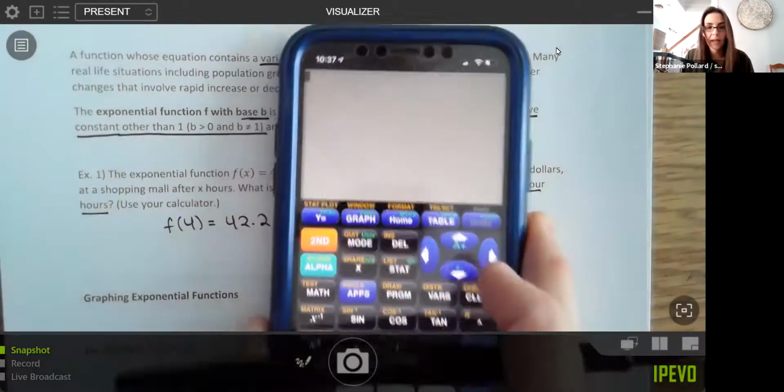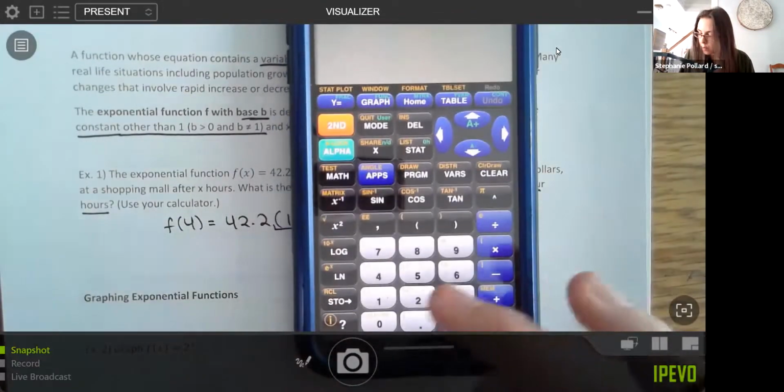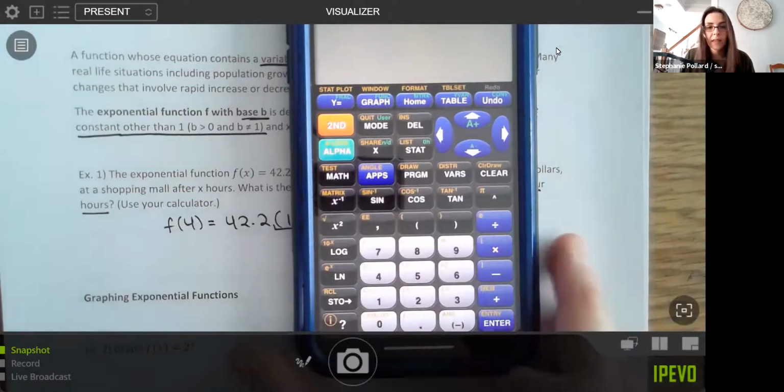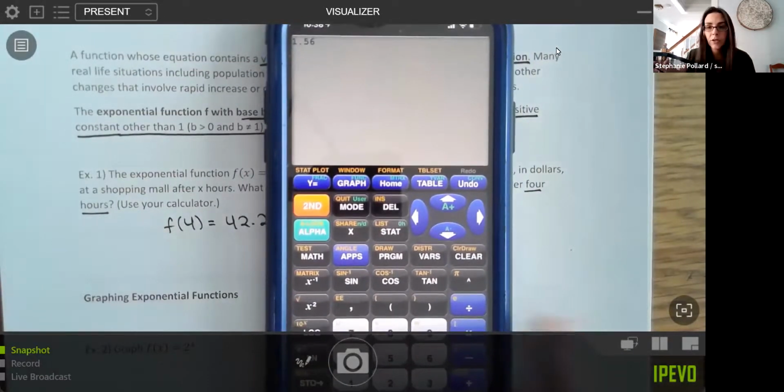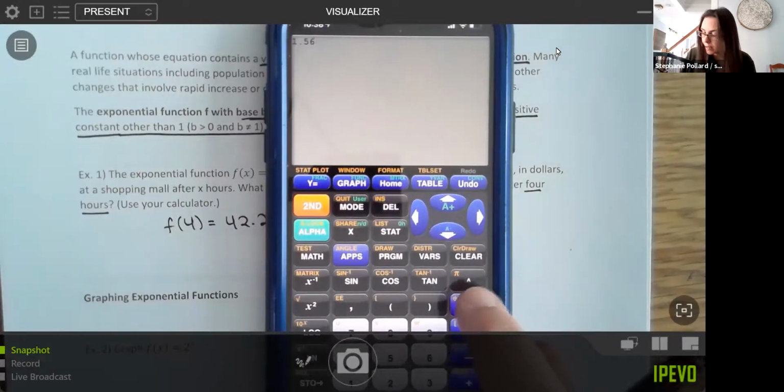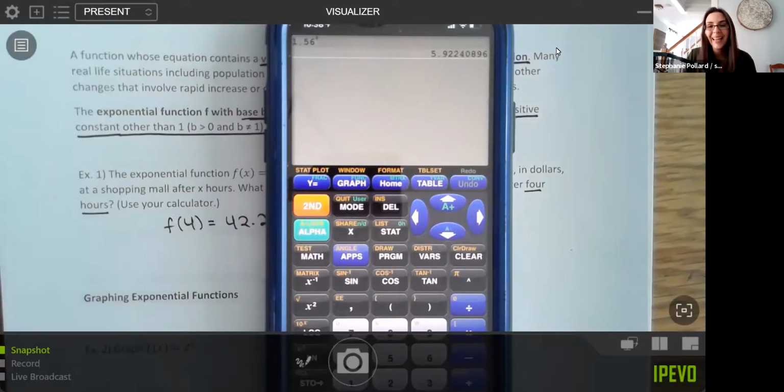So I'm going to go ahead and just type in 1.56. And then this is the TI-83/84 app version. And your exponent key looks like this little up caret right there. So I'm going to hit that. And then I just hit 4 and enter, and it will give me my answer. And I do highly recommend that you use as many decimal places as you can, and then round at the very end of the problem.